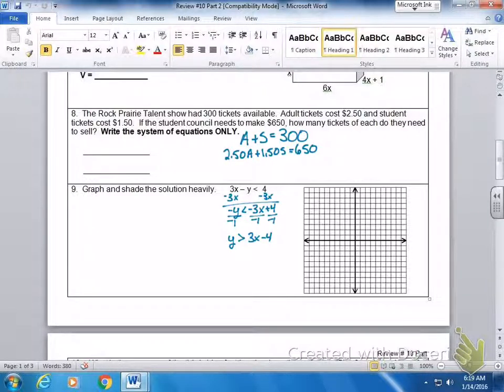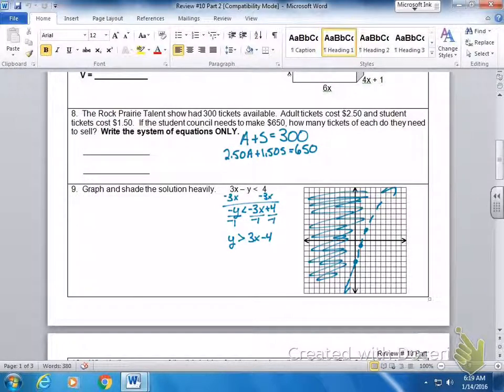You could use your calculator. You can know that the y-intercept is (0, negative 4), and that the slope is 3, so I'll go up 3, right 1. It's a greater than, so it's a dotted line. And then y is greater than that, so I shade above.